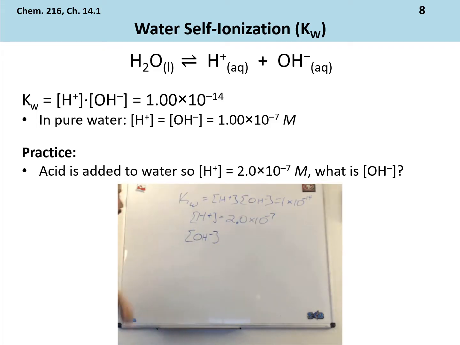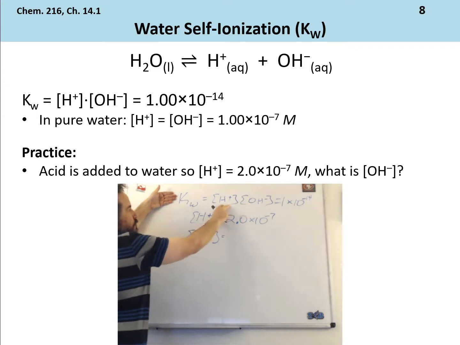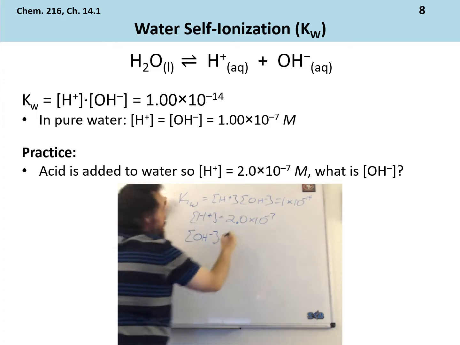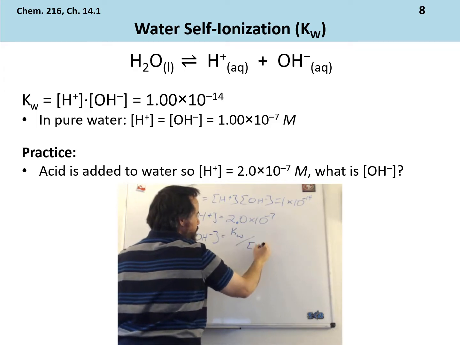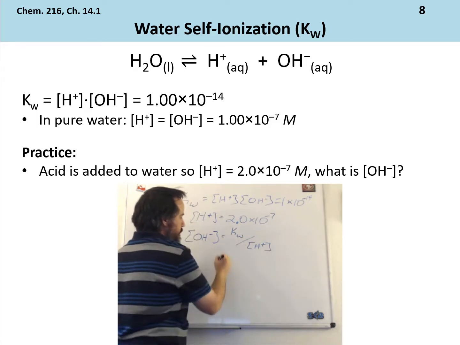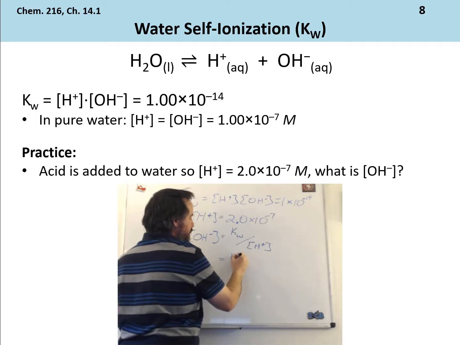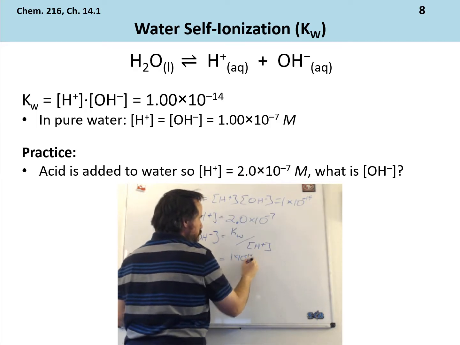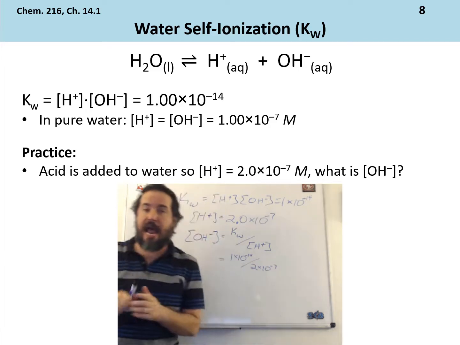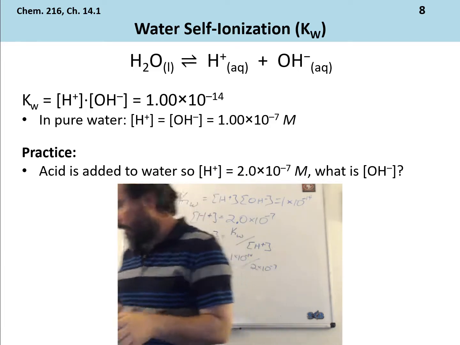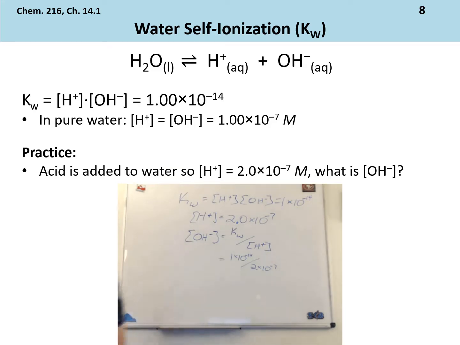If that's the case, I can rearrange this. I want to know OH minus, so I'm going to divide by the H plus. That's going to be Kw over H plus. So that would be 1 times 10 to the minus 14th over 2 times 10 to the minus 7. Now is where you have to get your calculators, and we need to make sure we're doing this right.